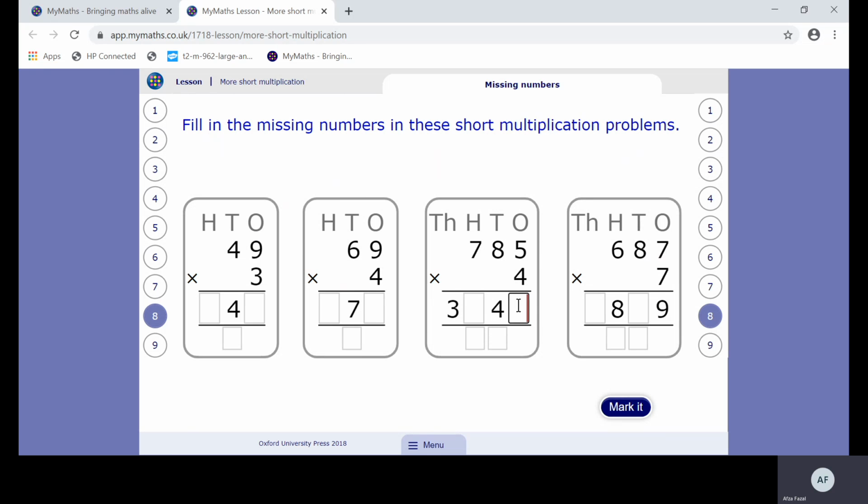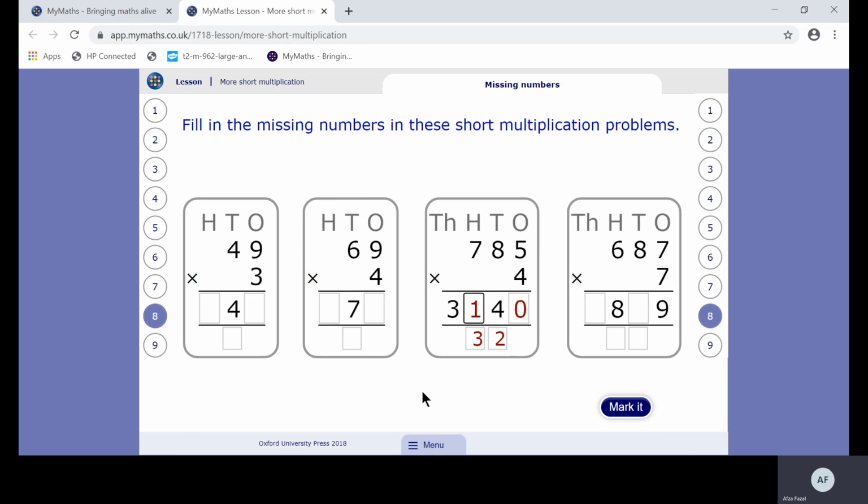So 5 times 4 is 20. Put the 0, carry the 2. 8 times 4 is 32. Add the 2 is 34, so you carry the 3 over. 7 times 4 is 28. Add the 3 is 29, 30, 31.